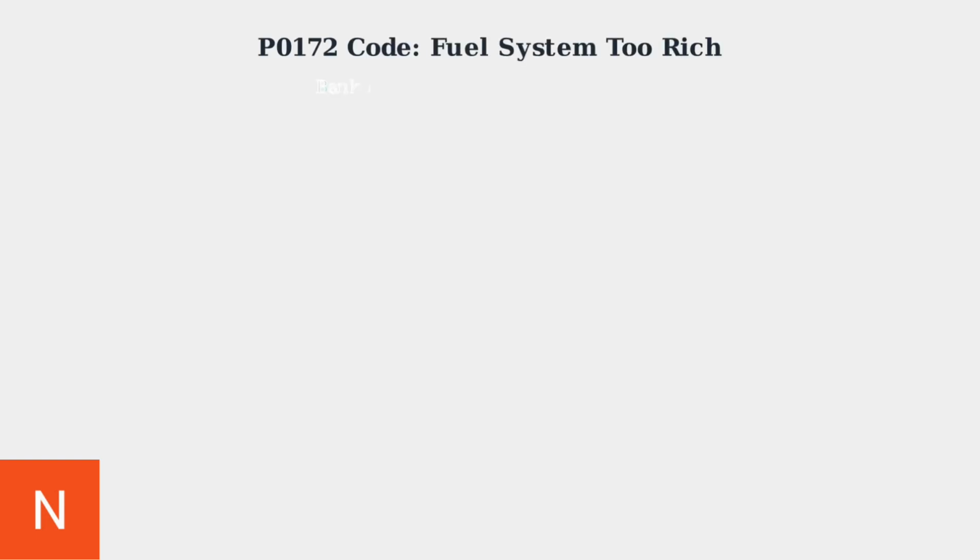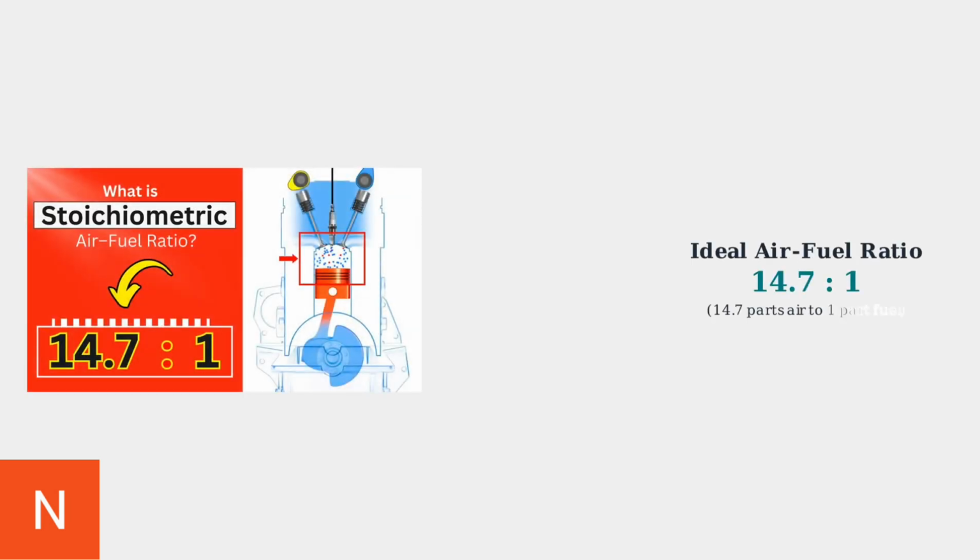The P0172 diagnostic trouble code indicates that your car's engine control module has detected an excessively rich fuel mixture in bank 1. This means there's too much fuel relative to air in the combustion process. The ideal air-fuel ratio for gasoline engines is 14.7 parts air to 1 part fuel, known as the stoichiometric ratio. This provides complete combustion with minimal emissions.